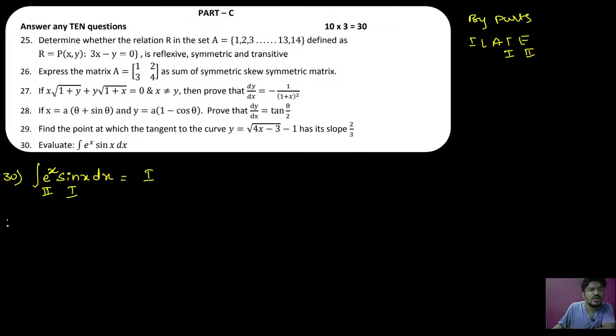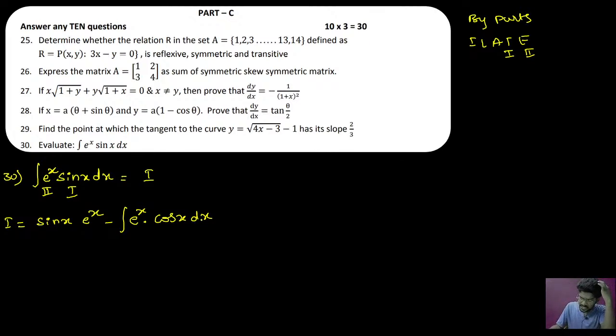Now I is equal to, first function is sin x, second function is e raised to x. All of you know that we have to integrate the second function. Integration of the second function is e raised to x. Minus integration of, here we have to write the same term again, we have to differentiate our first function. So the differentiation of the first function will be cos x with respect to dx. Clear?